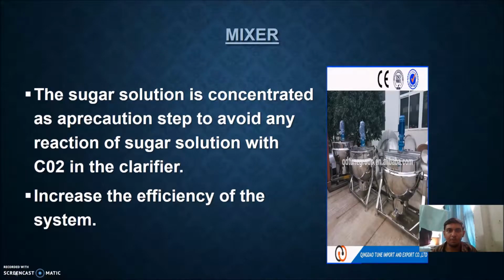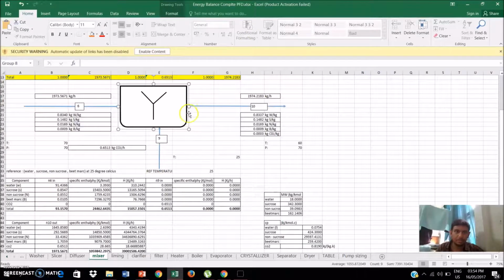Let us move to the next unit operation, which is the mixer. Inside this mixer, the CO2 will be added to the sugar solution and mixed together. Basically, the sugar solution is concentrated as a precursor step to avoid any reaction of the sugar solution with CO2 in the clarifier. So let us move quickly to the Excel.